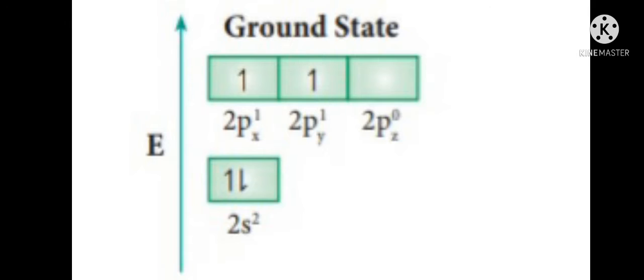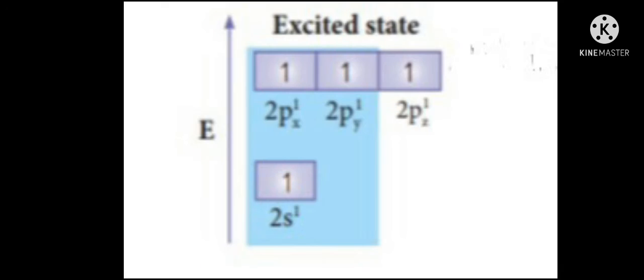2py1 2pz0. The valency of carbon is 4. To satisfy the valency of carbon, promote an electron from 2s orbital to 2pz orbital in the excited state.